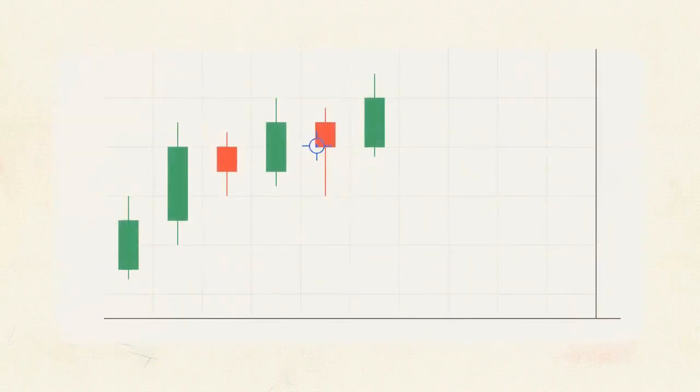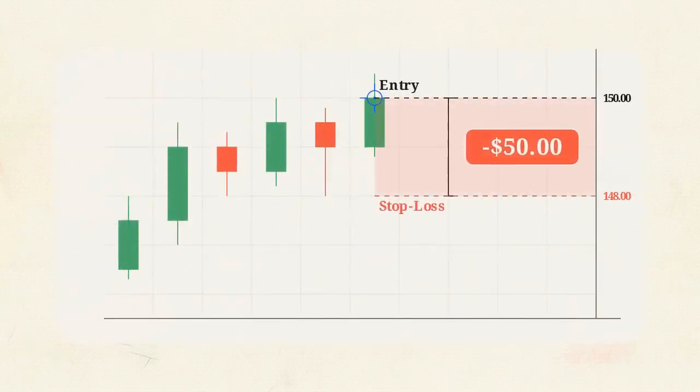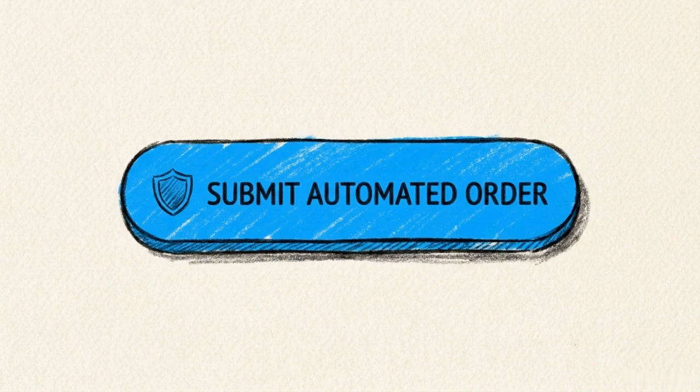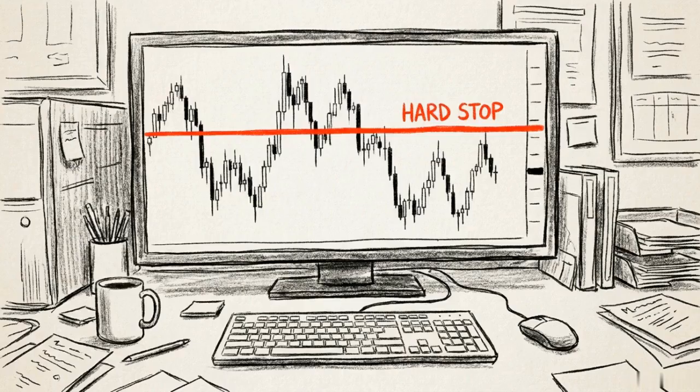To master this protocol, we will map a specific trade, calculate the exact dollar amount of the risk, and automate the protection at the broker level. Capping the downside before every entry provides the mathematical buffer needed to survive unpredictable market swings.